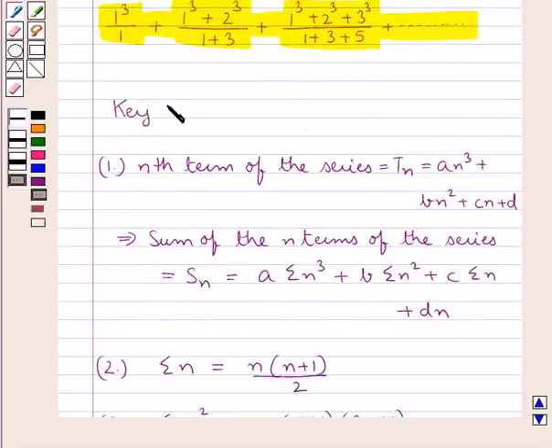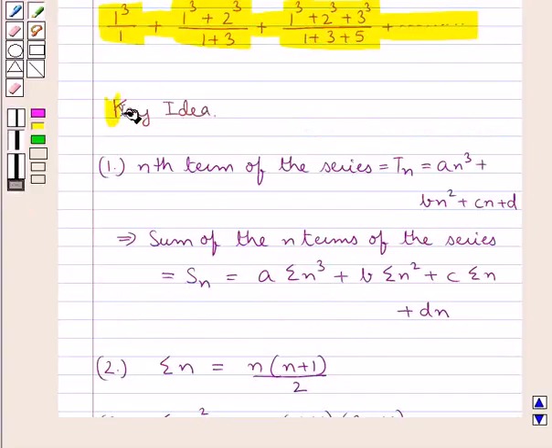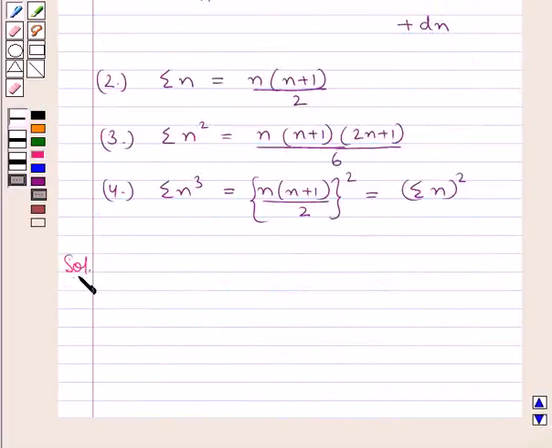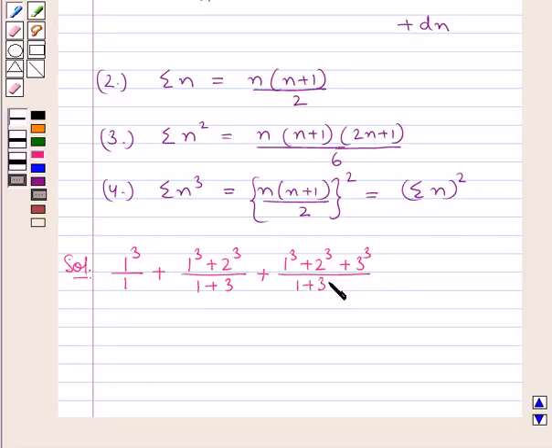This is the key idea that we use for this question. Let's now proceed with the solution. The given series is 1 cube upon 1, plus 1 cube plus 2 cube upon 1 plus 3, plus 1 cube plus 2 cube plus 3 cube, this whole upon 1 plus 3 plus 5, and so on. And we are supposed to find the sum of the n terms of this series. For this, first of all, we need to find the nth term of this series.